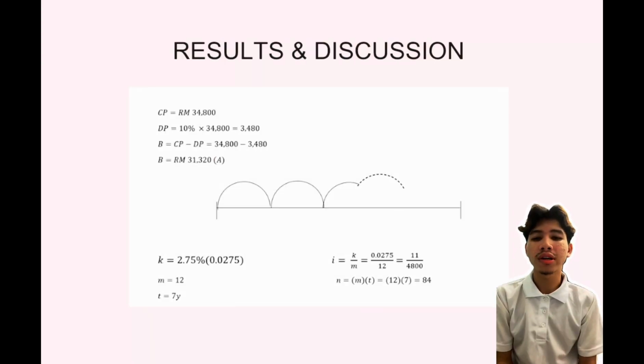Alright, so moving on, result and discussion for annuity. The first one, we have the cost price, which is CP. CP is equal to 34,800. Next, we have the down payment, which is DP. The down payment is equal to 10% multiplied with 34,800, and the answer we get is 3,480. Next, we have the balance, which is B. B is equal to CP minus DP, which is 34,800 minus 3,480, and the answer B is equal to 31,320 ringgit.